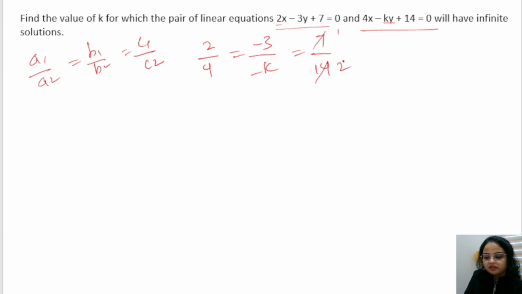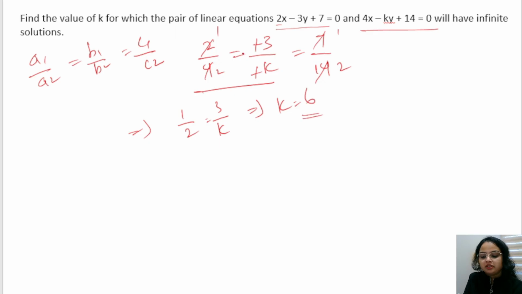Here we will get the ratio 1 is to 2, 1 by 2. So here we will equate 1 by 2 is equal to, here minus and minus will be cancelled, 1 by 2 is equal to 3 by k. So k is equal to 6. We got the value k is equal to 6 for the pair of linear equations to have infinite solutions.